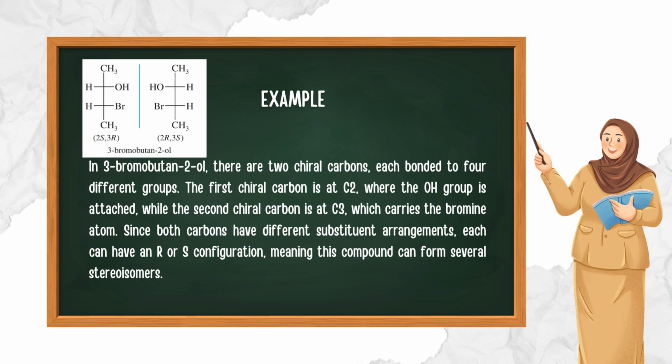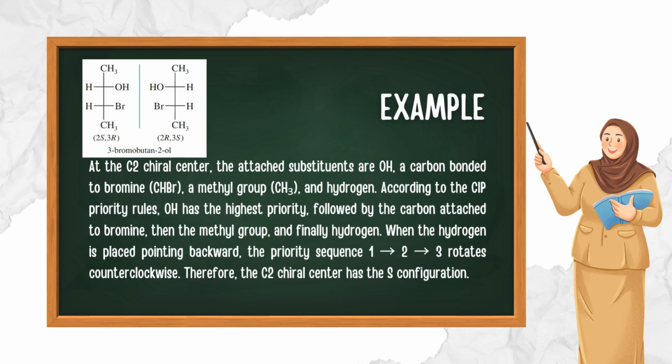several stereoisomers. At the C2 chiral center, the attached substituents are OH, a carbon bonded to bromine, a methyl group, and hydrogen. According to the CIP priority rules, OH has the highest priority, followed by the carbon attached to bromine, then the methyl group, and finally hydrogen. When the hydrogen is placed pointing backward, the priority sequence 1 → 2 → 3 rotates counterclockwise. Therefore, the C2 chiral center has the S configuration.